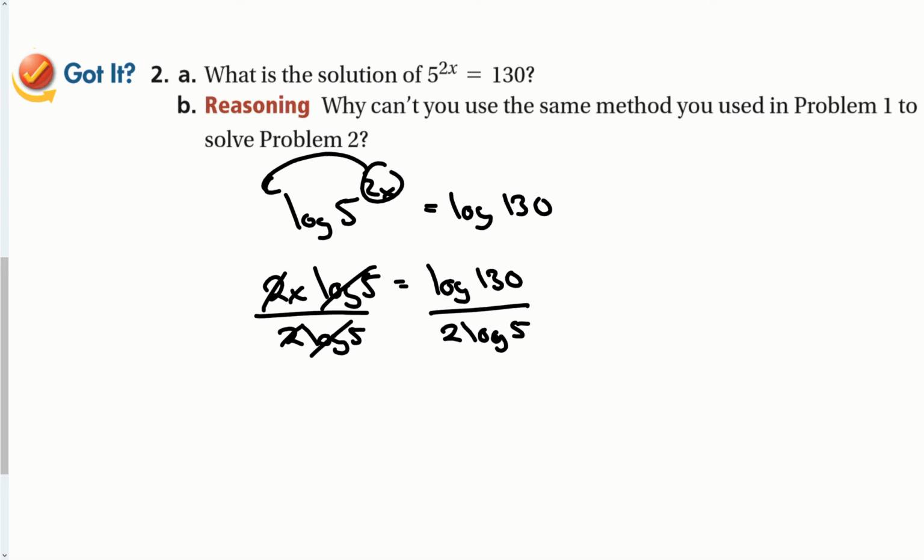The 2's cancel out, the logs 5's cancel out, and so I'm left with x is equal to the log of 130 over 2 log 5. Okay, now you're going to need a calculator. There's no real way to do this without one, so just make sure you have a calculator that can do basic logarithms, which you should have, and you get 1.5122.